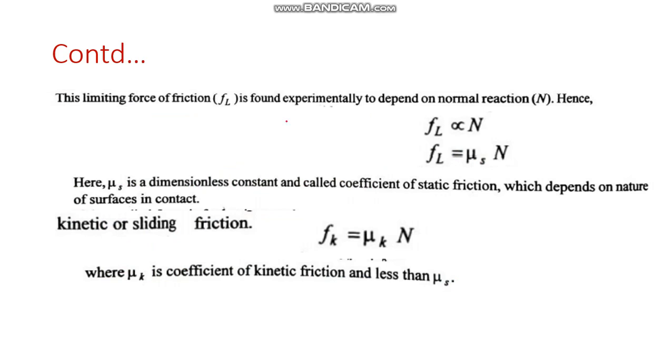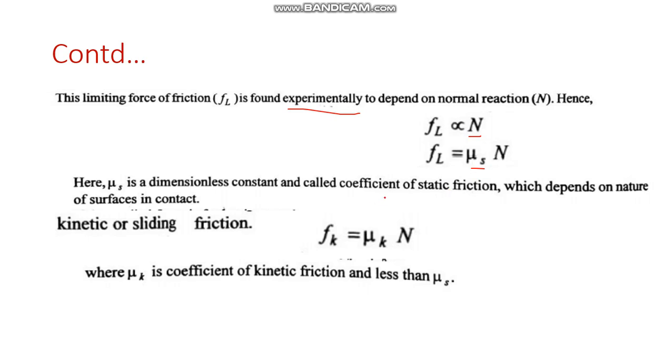So frictional force basically is proportional to the normal reaction. This is done experimentally. Or frictional force is equal to some constant into normal reaction. This constant is called the coefficient of static friction.